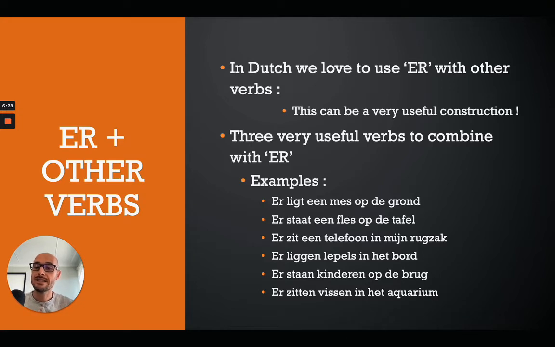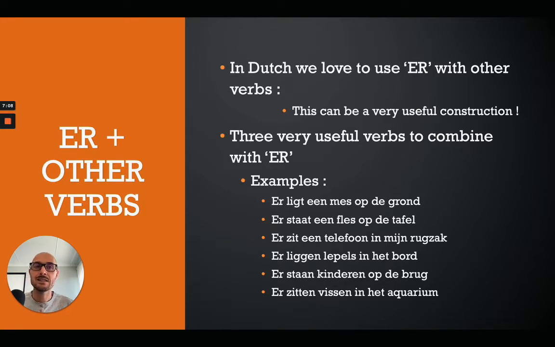Now, when something is in a vertical position, we will use the verb staan, which means to stand. Again, same thing as there is and there are. So you have er staat, right? You have er staat een fles. Fles is a bottle, it's singular, so you use staat because it's the single expression of the verb staan. If you look at the fifth sentence, er staan kinderen op de brug. Kinderen, children, is plural, so staan, you'll put it in the plural also.